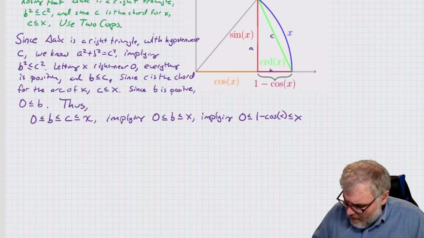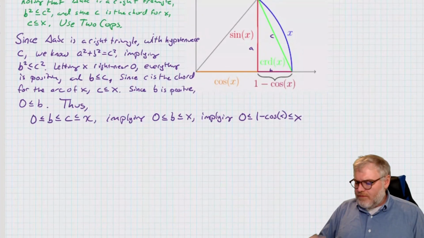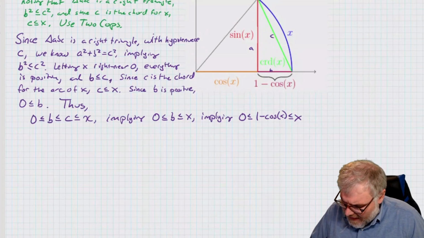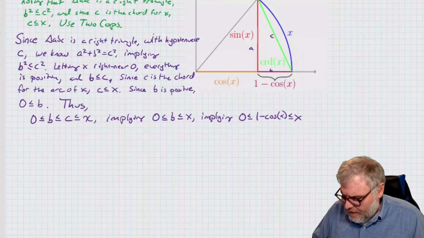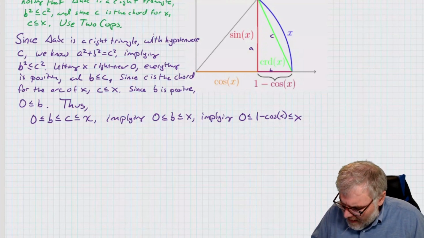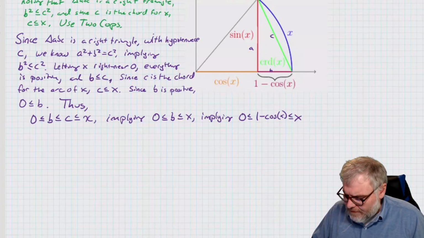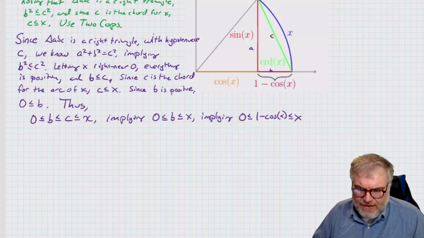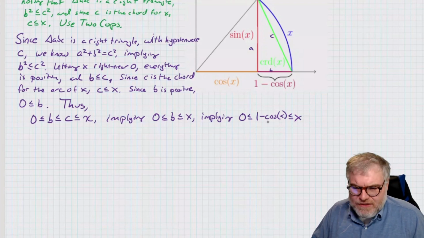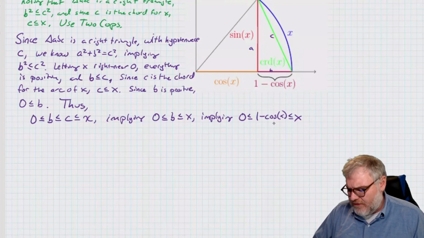All right, so now I've got 0 is less than or equal to 1 minus cosine of x, which is less than or equal to x. Now remember, what I want in the middle is cosine. Looking at the graph, I'm pretty sure that the limit is going to go to 1. This right here will take me to 0, and this will take me to 0. And I've got this 1 minus cosine bit, so I want to get rid of this right here.